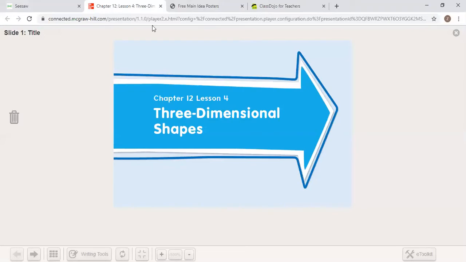All right. Oh, there we go. Chapter 12, lesson 4. We're looking at three-dimensional shapes, 3D shape. We're done with 2D shapes, squares, rectangles, things like that. Let's move on ahead.